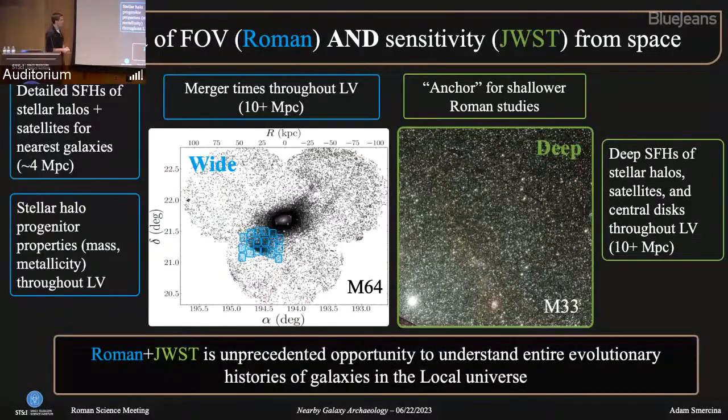So this era of Roman and JWST combined is really going to be this unprecedented opportunity for us to understand the entire evolutionary histories of galaxies in the local volume, and something that nothing else planned is going to be able to do. Not 30-meter telescopes, not the Habitable Worlds Observatory. Roman is really going to be unique for this. So we should do it.